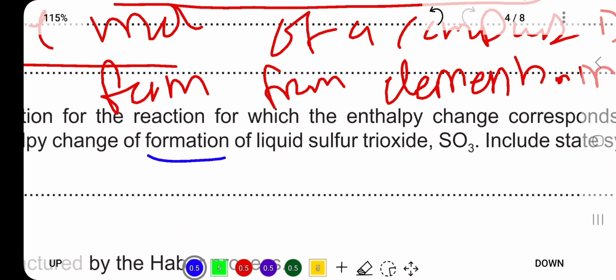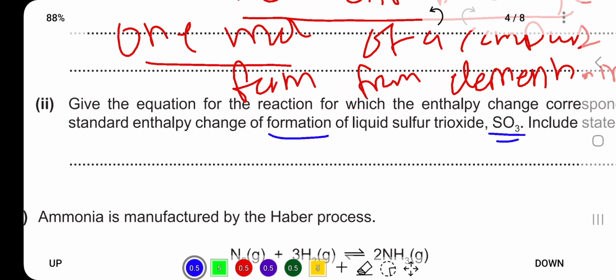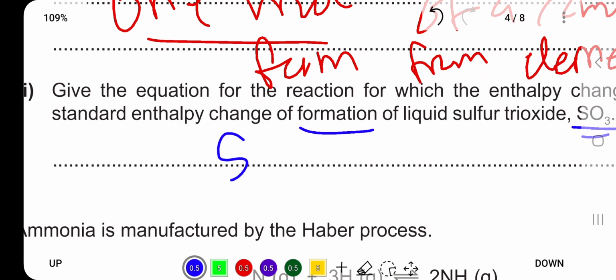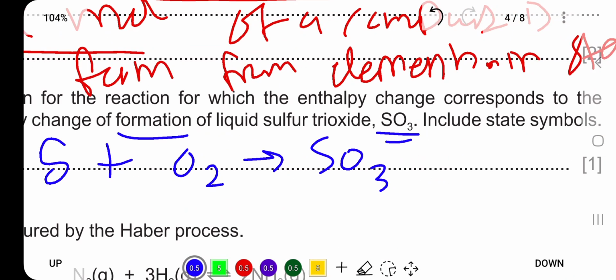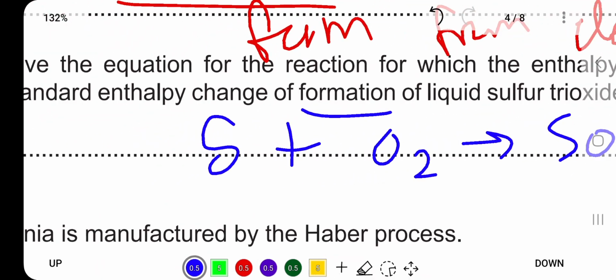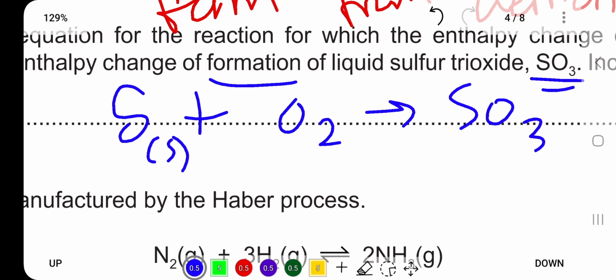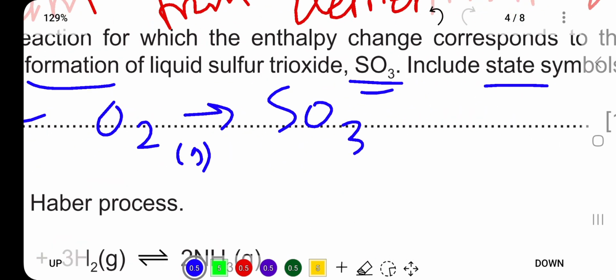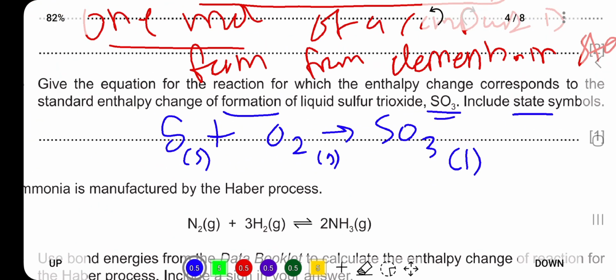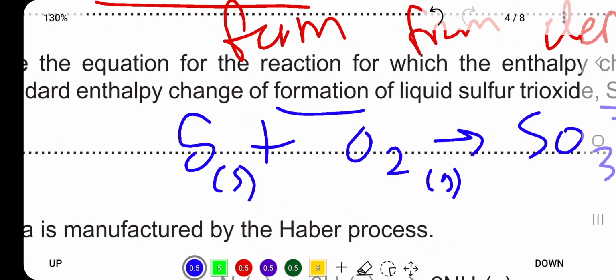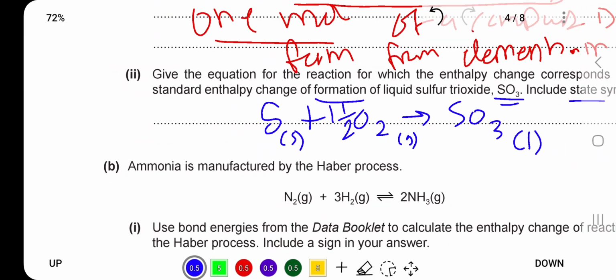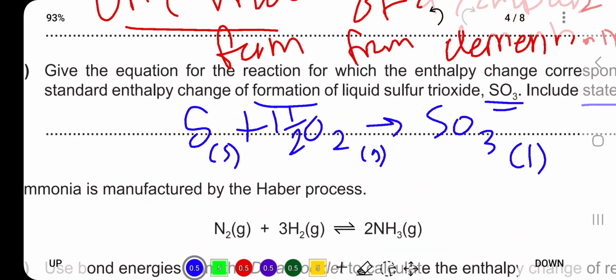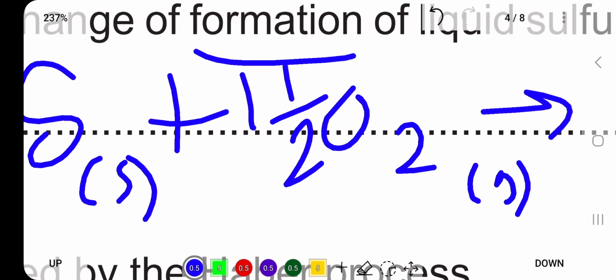You want the formation of liquid sulfur trioxide, so I want you to learn this, to be honest, okay? So you can just add S plus O2 to give you SO3, and if they don't include the state, your mark will be gone. Sulfur is solid, oxygen is gas, SO3, you need to learn, is liquid. And you balance based on the question, 3/2 O2. Alright?